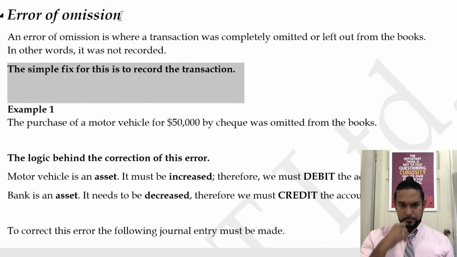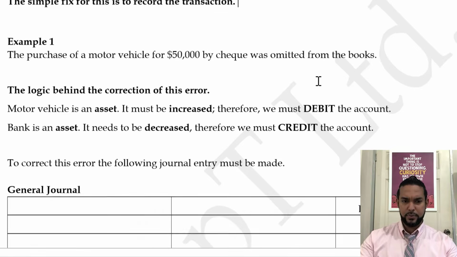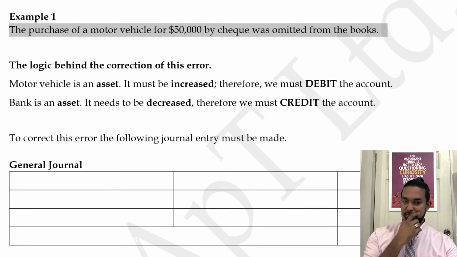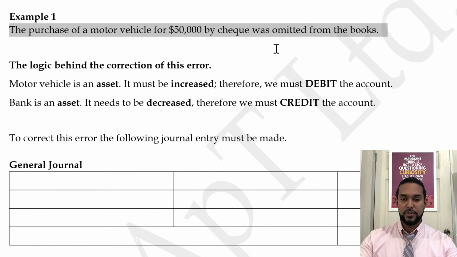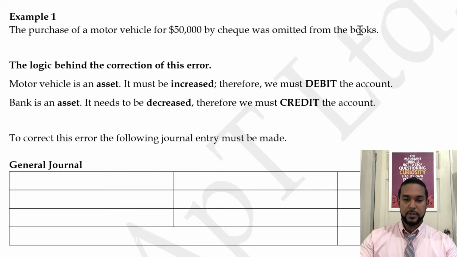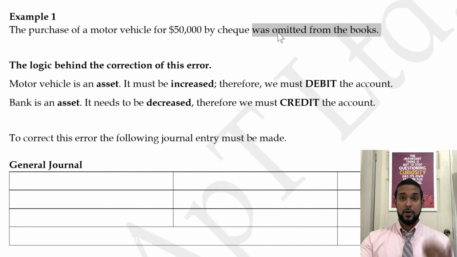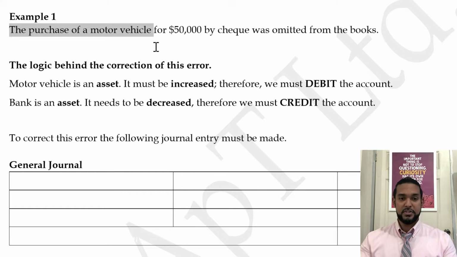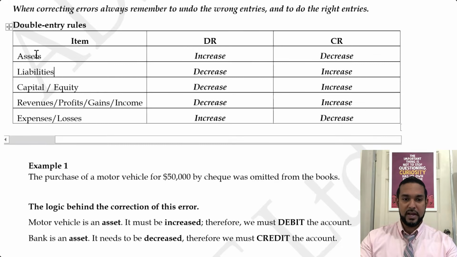Okay. Now, let's take a look and see what the example is saying, right? So we have an example. It says the purchase of a motor vehicle for $50,000 by check was omitted from the books, all right? So it was omitted, so we know we have an error of omission. To fix that, we have to enter this transaction in the books as it should have been entered. So what's happening in the transaction? So we're purchasing a motor vehicle. That's an asset. And if you buy an asset, it's increasing, right? And if an asset increases, we have to record that with a debit.